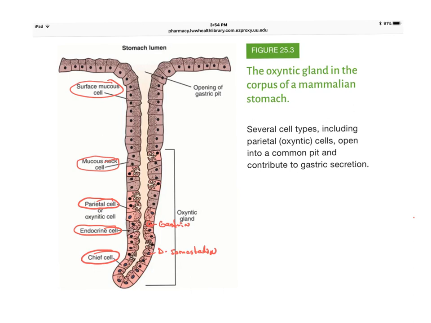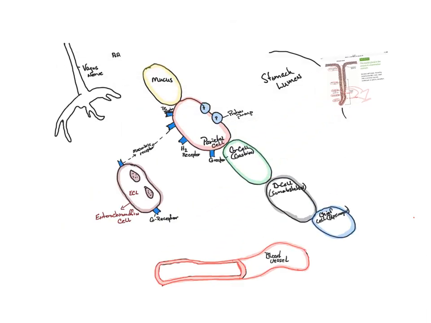Okay, so now let's look at these cells. What I've done here is take these cells and magnify this whole area, so we can look at the cells individually, and that's what we're going to do now. If we go up here and shrink this and get it out of the way, we're going to see all of these cells that I have drawn out for you, and then we're going to look at their individual functions.